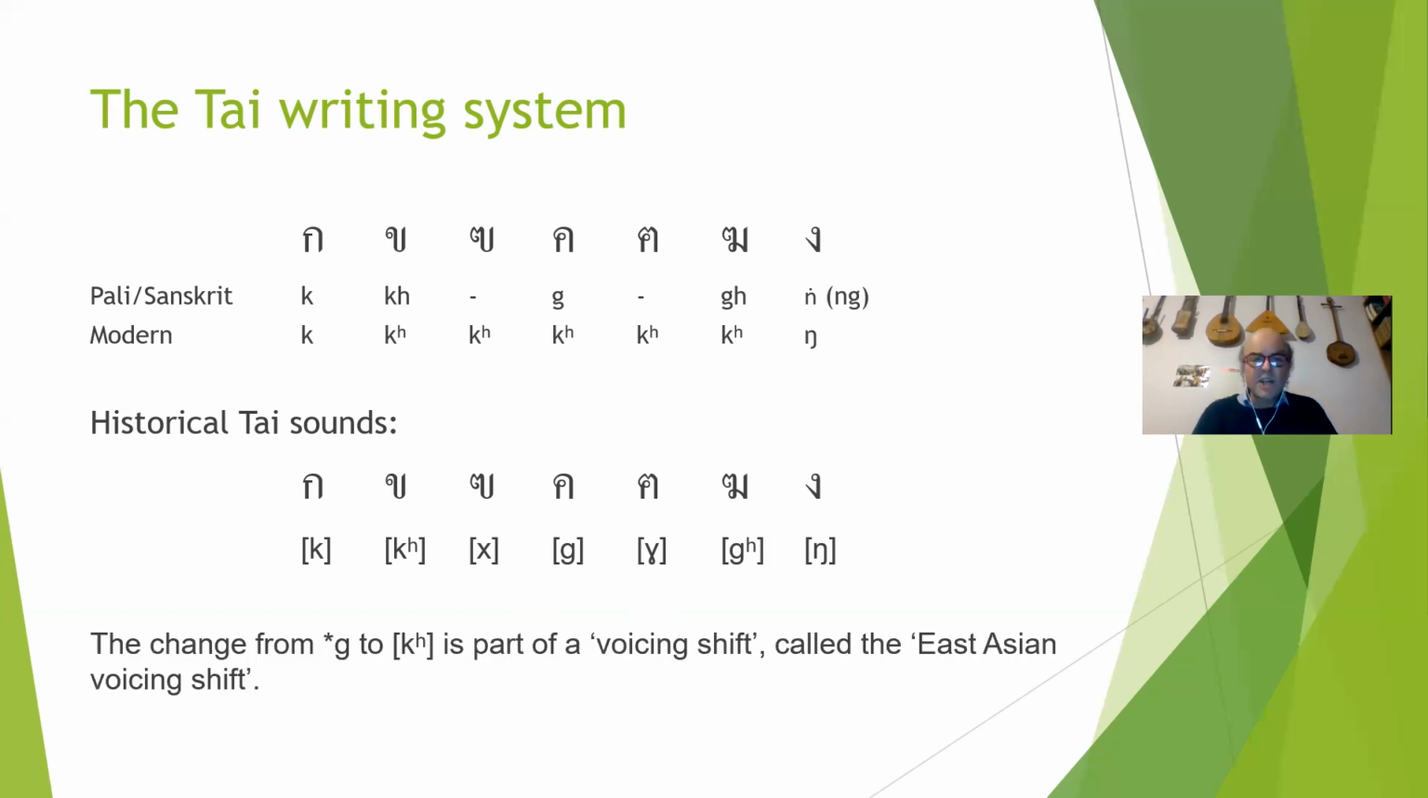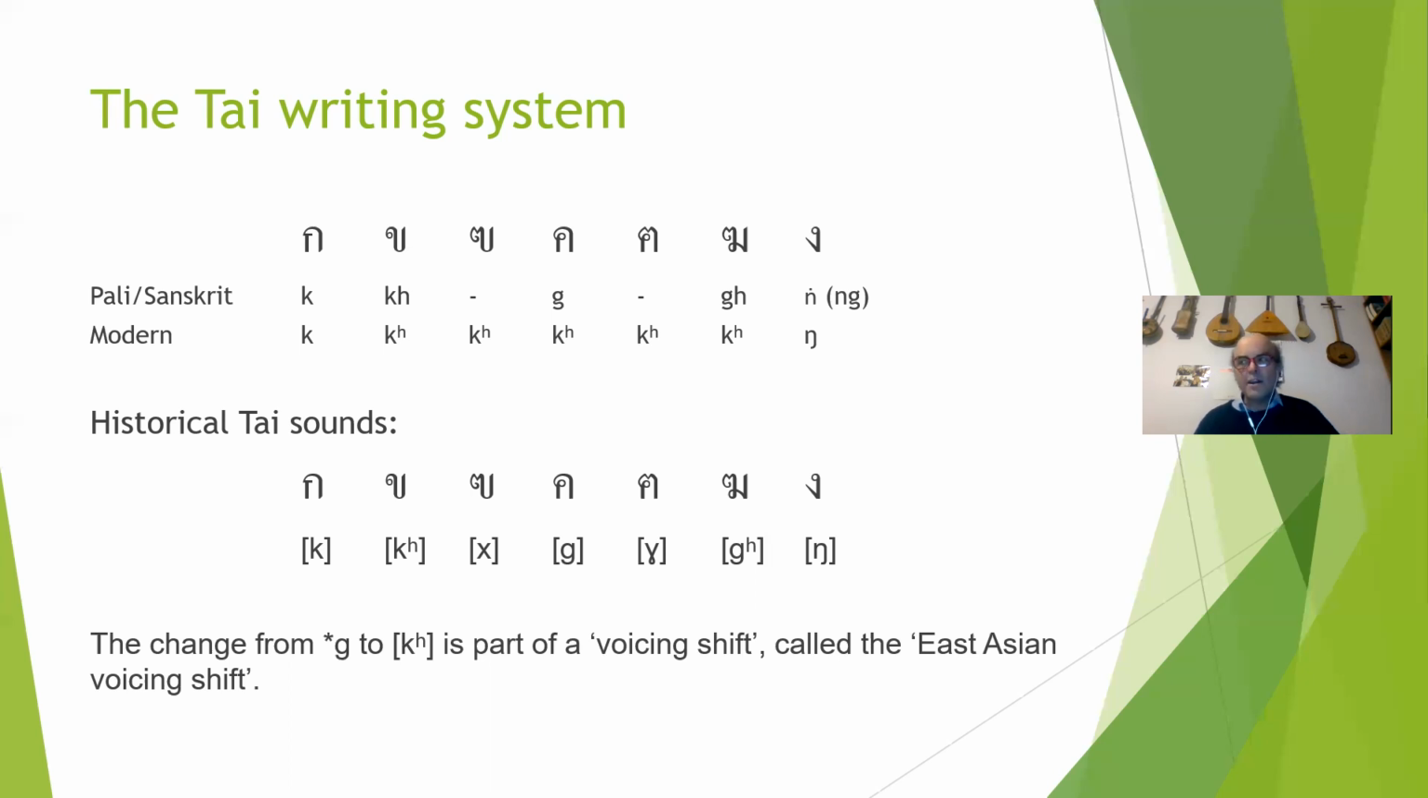Okay, this change, incidentally, the change that turns G into k, is called a voicing shift, the East Asian voicing shift. And this has happened across many, many languages. I don't know of any Thai languages where G is still present. G has changed either to ka, as it has in Bangkok Thai, or to ka, as it has in the Thai languages of Northeast India.